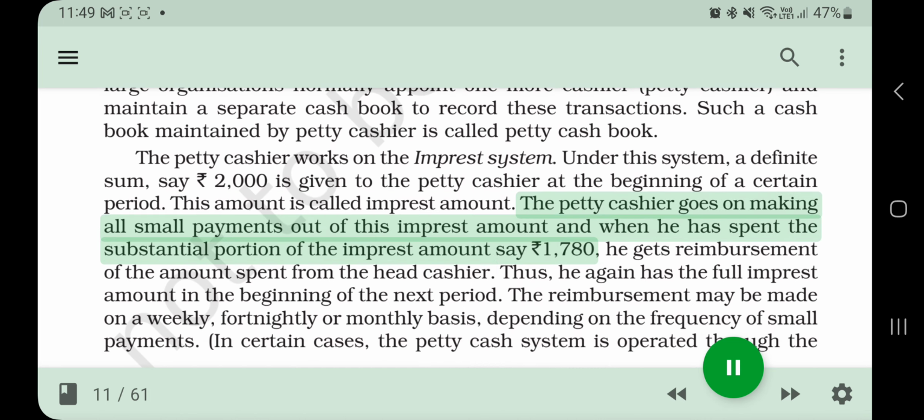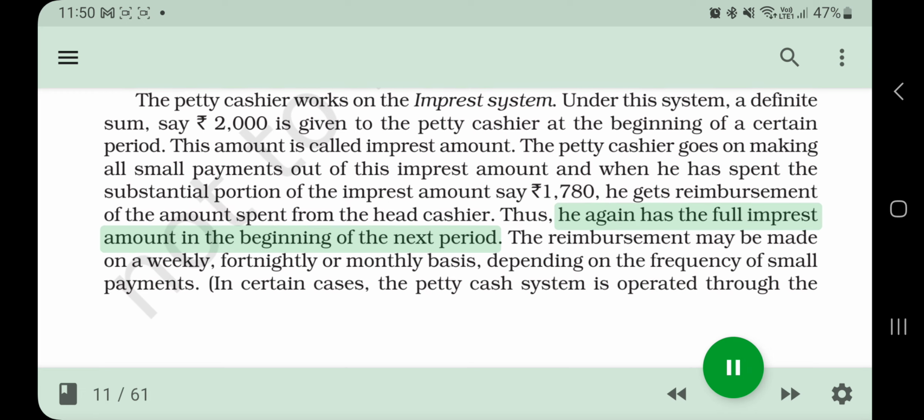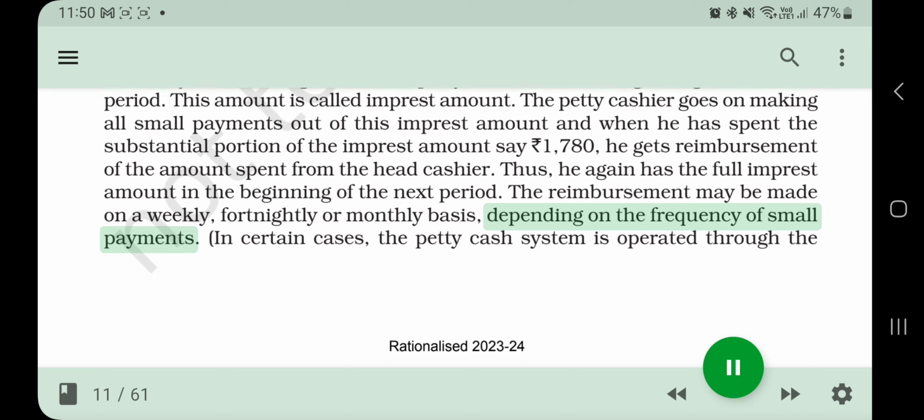The petty cashier goes on making all small payments out of this imprest amount, and when he has spent a substantial portion of it, say ₹1,780, he gets reimbursement of the amount spent from the head cashier. Thus, he again has the full imprest amount in the beginning of the next period. The reimbursement may be made on a weekly, fortnightly or monthly basis, depending on the frequency of small payments.